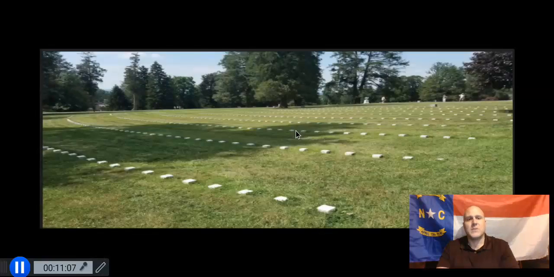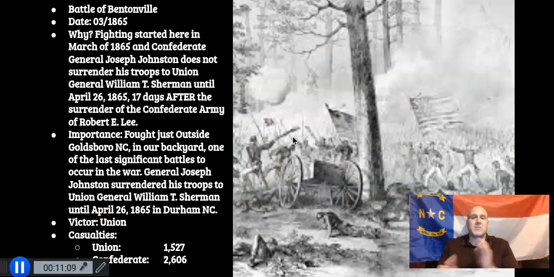We also have the Battle of Bentonville. The Battle of Bentonville happens right in our backyard, guys. That's what's important about this. It's right at home here. You have William T. Sherman, who is chasing Joseph Johnston outside of Goldsboro, and he forces them out all the way up to Durham. Now, the important thing about the Battle of Bentonville is actually, you have the North winning this. The Union wins this.